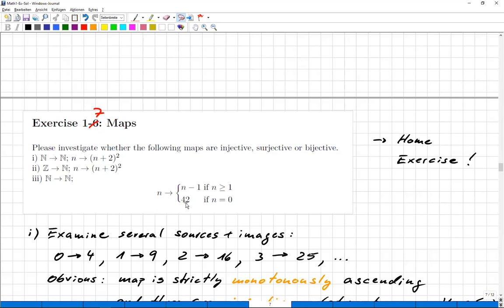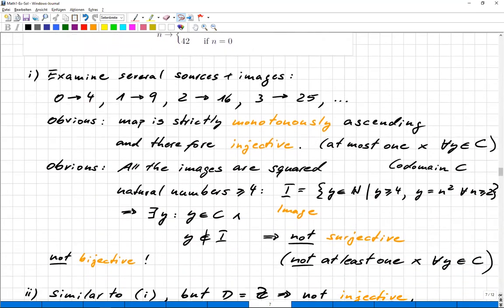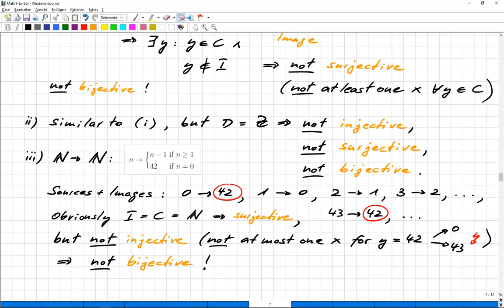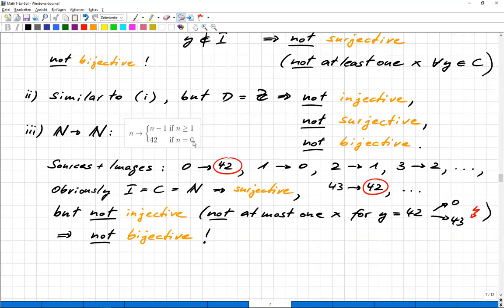So, what's happening here? We have n to n again. It's a good idea to start with this special case, because it's just valid for n equals 0. So I examined the mapping again, and we quickly find that the first source we take is 0, and in this case we get 42 as an image. Then all the other natural numbers beginning from 1, ascending 1, 2, 3, etc., are mapped to their predecessor number, the number that is lower by 1. So you subtract 1. 1 is mapped to 0, 2 is mapped to 1, 3 is mapped to 2. Now don't forget to go on in your mind and find that 43 is mapped to 42. That's the problem.